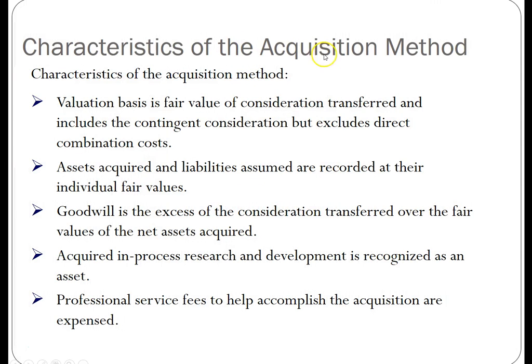Now, the acquisition method characteristics: the valuation basis is the fair value of consideration transferred, including the contingent consideration, but excludes direct and combination costs. Assets acquired and liabilities assumed are recorded at their individual fair values. Goodwill is the excess of the consideration transferred over the fair value of the net assets. Acquired in-process R&D is recognized as an asset, and professional service fees to help accomplish the acquisition are expensed.